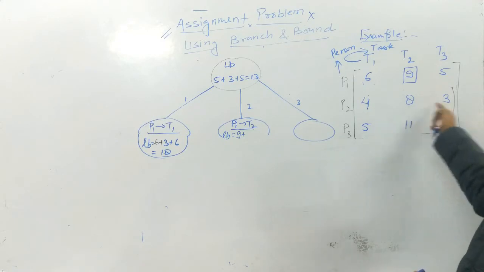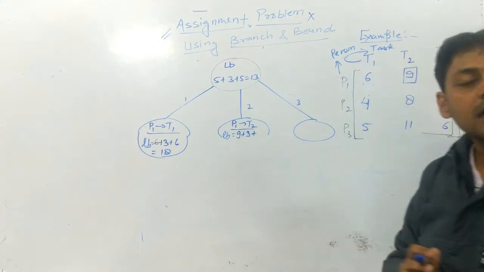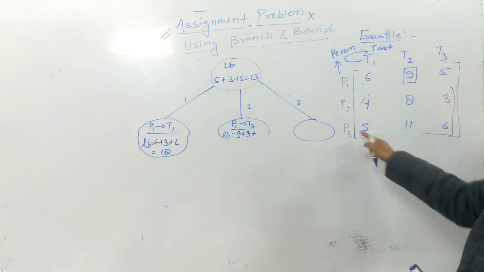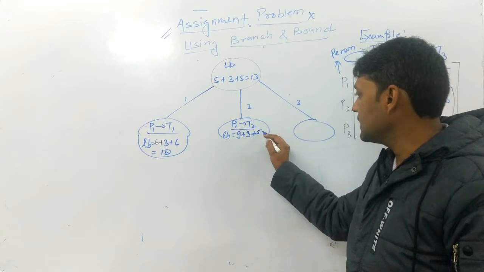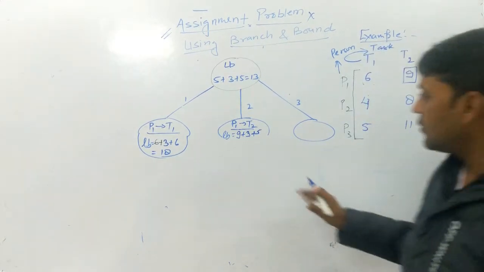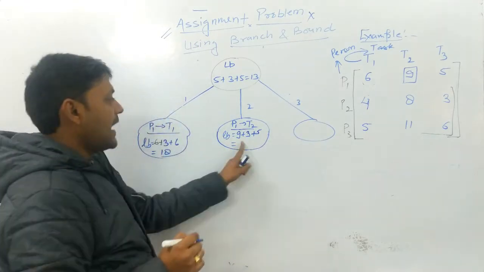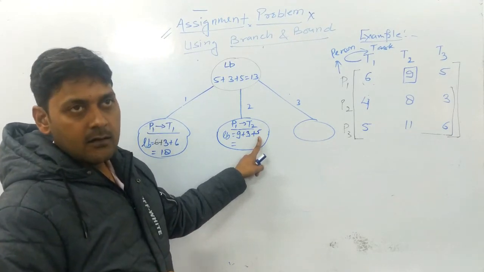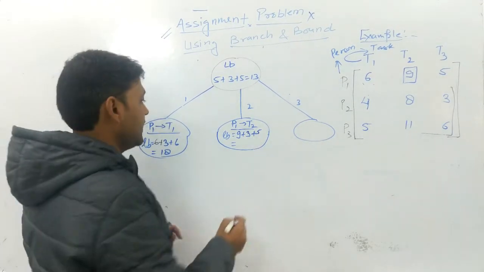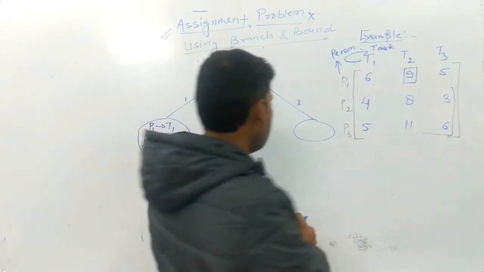One of the minimum is chosen. This is 4. This is 3. Then 3 is minimum, so we choose it. This is the third value, one of the minimum values. And then for P3, this one and this one, which one is the minimum? 5 or 6? This is 5. Then you have to write here, this is 5. And what is the lower bound value? The lower bound value is 9 plus 3, this is 12. 12 plus 5, this is 17. The lower bound value is 17.